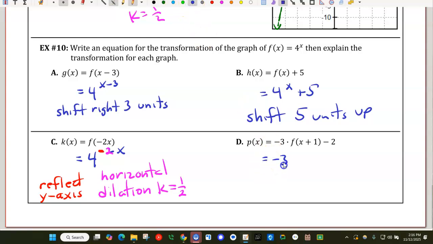And one more. So we have -3 times 4 to the x plus 1 minus 2. So breaking it all down one more time. What does the negative do? What does the 3 do? What does the plus 1 do here? And what does the -2 do?